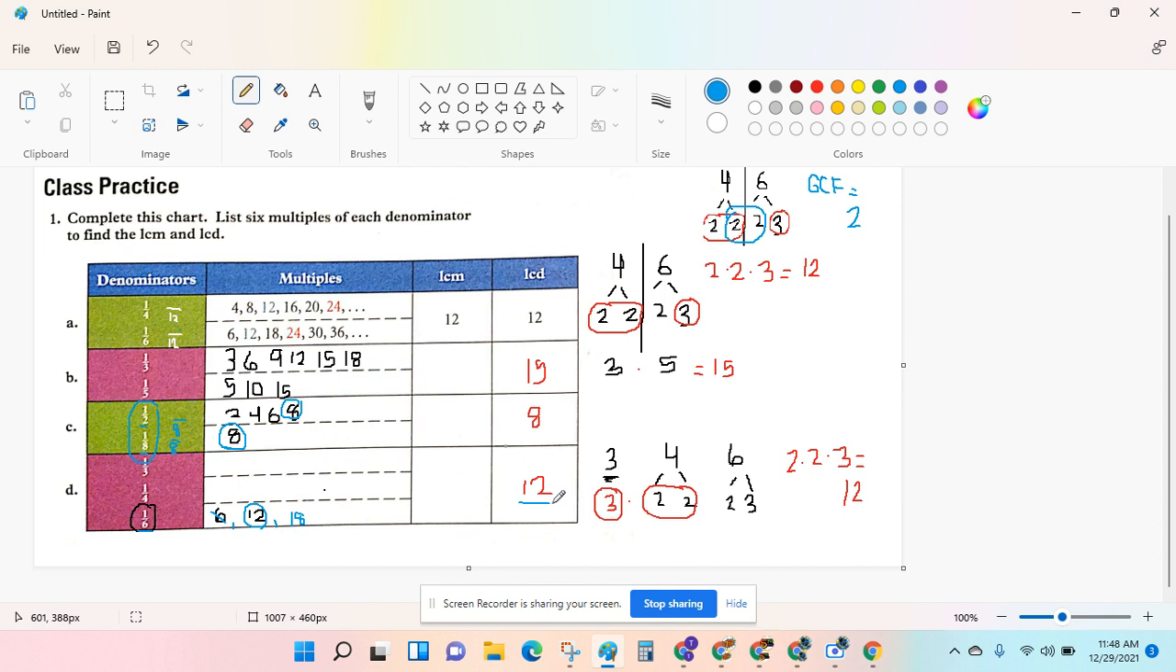Okay, now another way that you can do this, if you don't just start with this and go up, is you can make a list of the multiples like they did up here. So you've got 4, 8, 12, 16, 20, 24. And you've got 6, 12, 18, 24, 30, 36. So you just make a list of them and say, okay, what is the first pair that both of these can make? Well, the first thing that both of these make is 12, right? So the least common denominator would be 12.